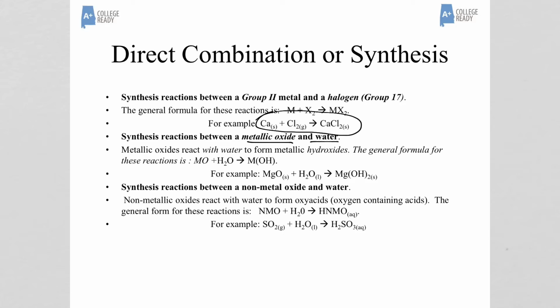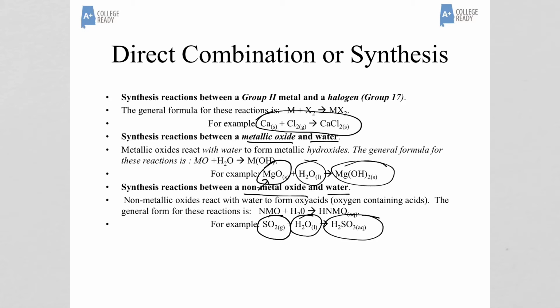You can react a metallic oxide, like magnesium oxide, plus water, and that yields a metallic hydroxide or a base. Well, the only metal involved in the problem is magnesium, so it has to be magnesium hydroxide, like so. And then the last one is a non-metal oxide plus water, and those yield what are called oxyacids or acids. So for example, we might take sulfur dioxide plus water to yield an acid, and that could be H2SO3.